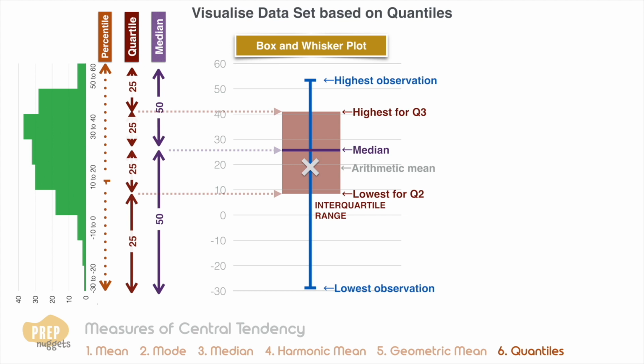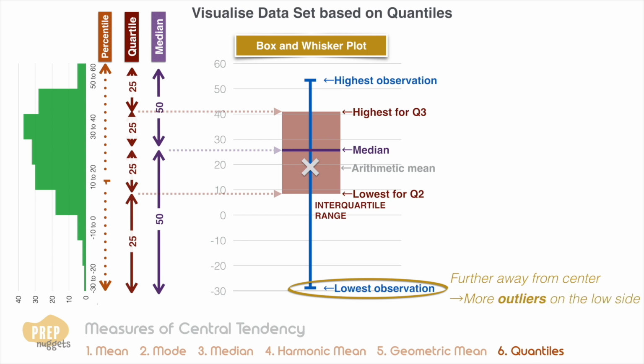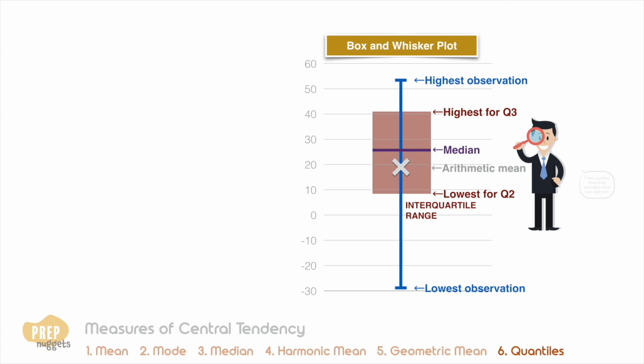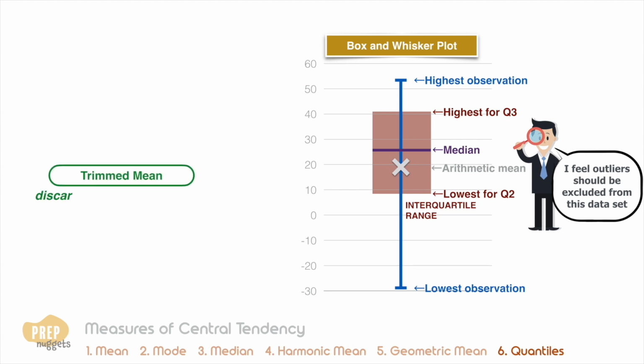From this plot, we can observe that the lowest observation is farther away from the center than the largest observation. This suggests that the data might include more outliers on the low side, which may skew some measures of central tendency, like the mean. In some cases, an analyst may decide that outliers should be excluded from a measure of central tendency. One technique for doing so is to use a trimmed mean.